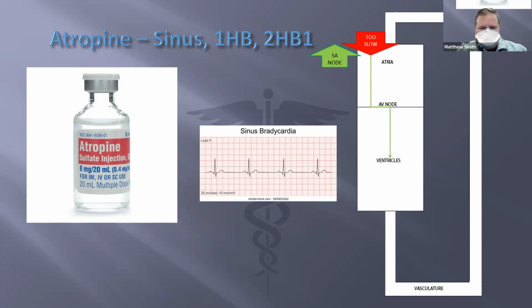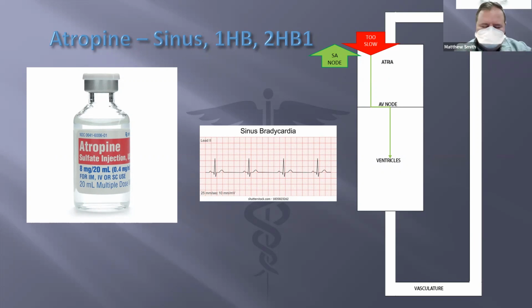For these rhythms, we have an electrical impulse starting at the SA node, traveling down to the AV node, and then down to the ventricles. But the SA node is just firing more slowly than we'd like it to fire. It's too slow, as you can see up here, indicated by the red arrow that says too slow. So what atropine is going to do is act at the level of the SA node to increase the firing rate of the SA node. When the SA node fires in these rhythms, the impulse is reliably transmitted through the AV node down to the ventricles, and so we're able to increase the ventricular firing rate.